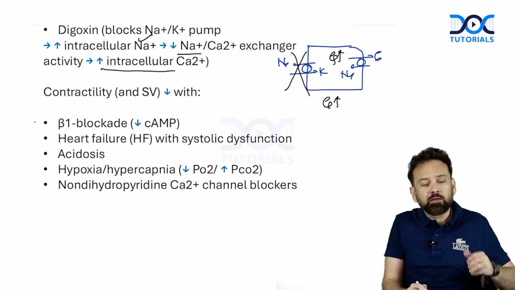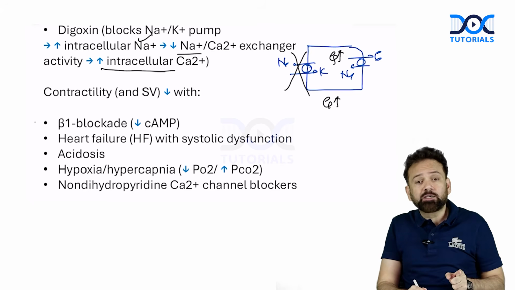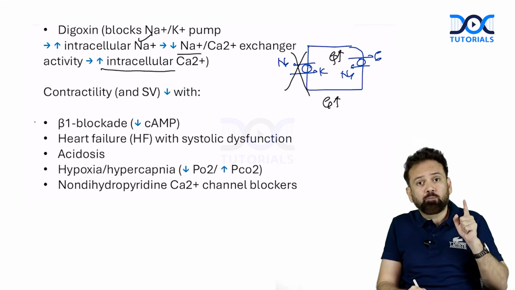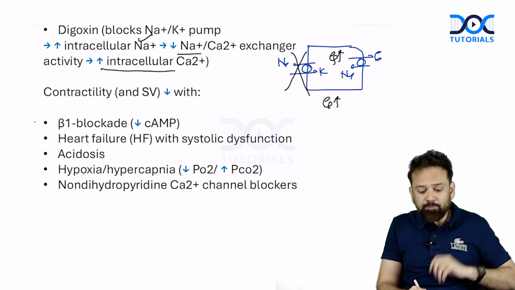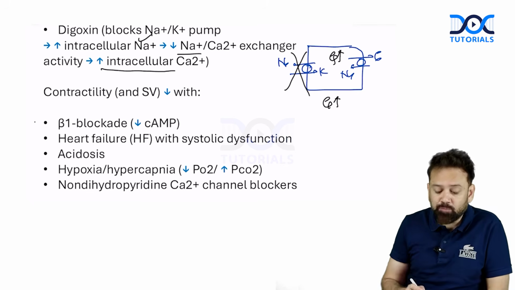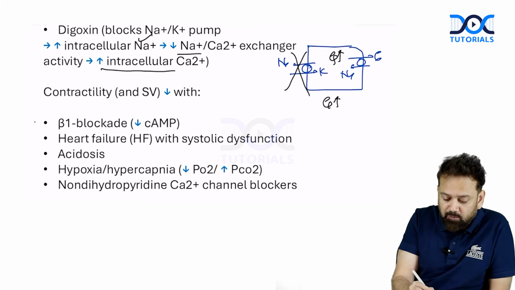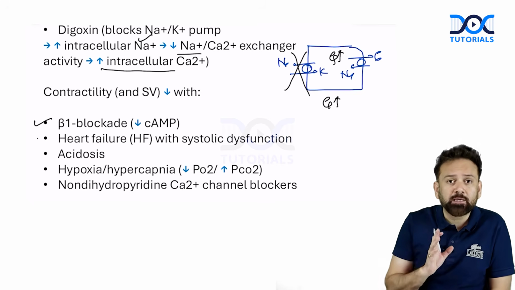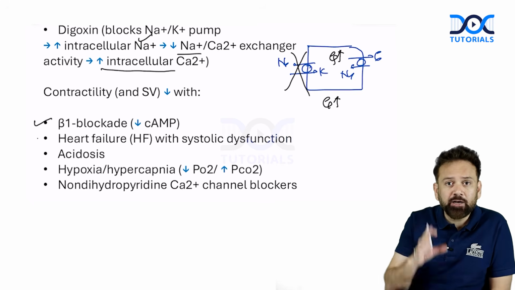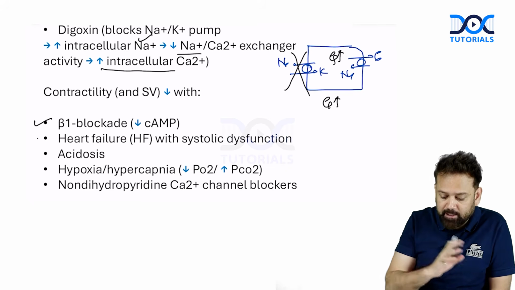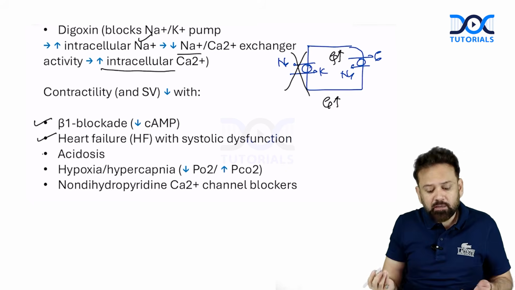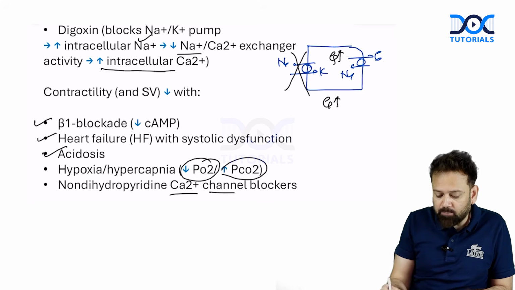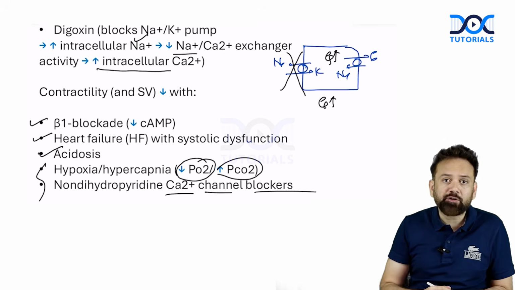I hope all these concepts are clear. So we have discussed how digoxin is increasing contractility. We have discussed how catecholamines, by causing positive chronotropy and positive lusitropy, are increasing contractility. Now, contractility and stroke volume can be decreased by, okay, how can they be decreased? Number one, by beta 1 blockade. Of course, if you give a beta 1 blocker like atenolol or metoprolol, it will decrease cyclic AMP, decrease heart rate, decrease stroke volume, and decrease contractility. Heart failure with systolic dysfunction, acidosis, hypoxia, hypercapnia, even calcium channel blockers, these can also decrease contractility as well as stroke volume.